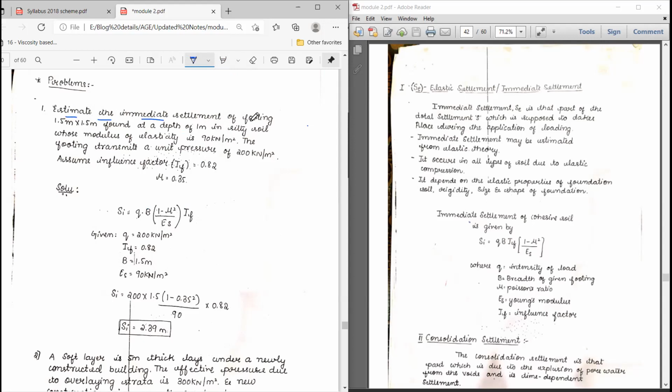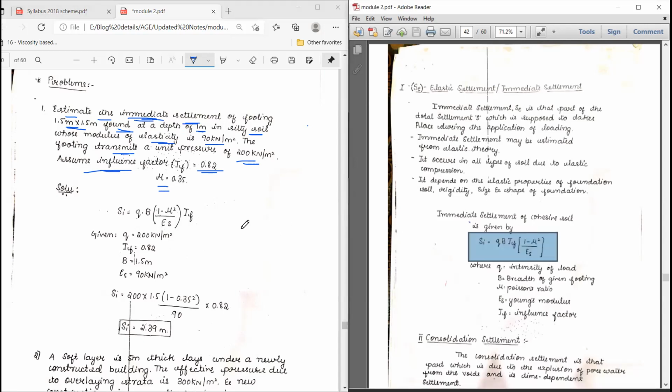Estimate the immediate settlement of a footing 1.5 meter by 1.5 meter founded at a depth of 1 meter in silty soil whose modulus of elasticity is 90 kilonewton per meter square. The footing transmits a unit pressure of 200 kilonewtons per meter square. Assume influence factor, that is I suffix s, is equal to 0.82 and mu value is 0.35. Therefore, in the problem, you need to find out the immediate settlement. The formula of immediate settlement is available here.